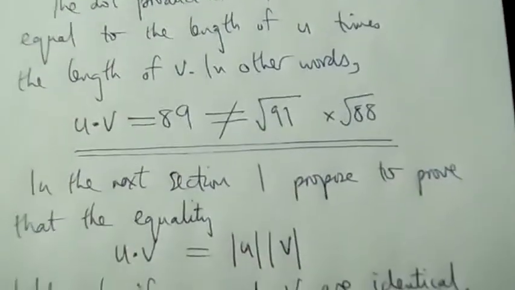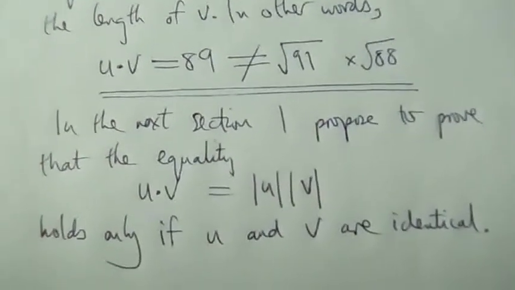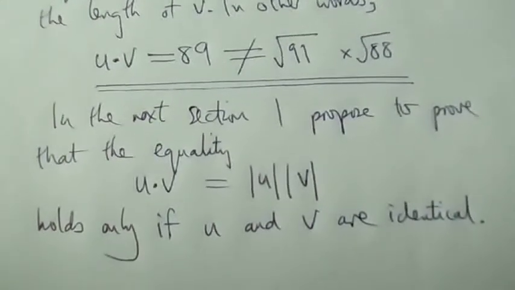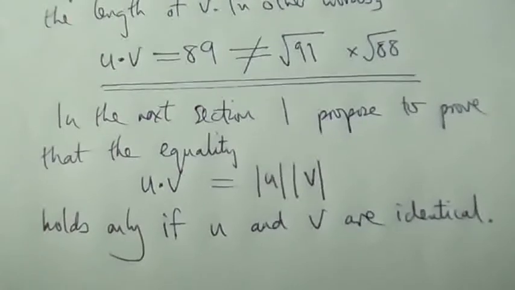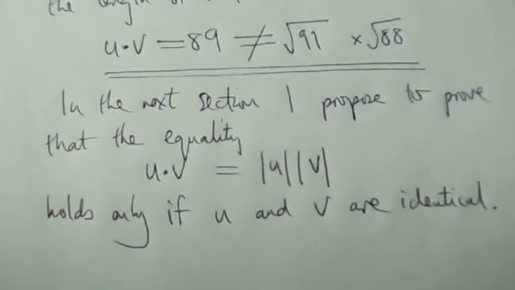In the next section, I propose to prove that the equality, the dot product of u and v is equal to the length of u times the length of v, holds only if u and v are identical.